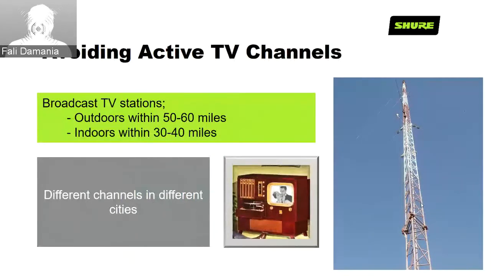One of the main things is to avoid active TV stations. In outdoor arenas, you need to be at least about 50 or 60 miles from a TV station. Something I always like to talk about is in India, if you're very close to airports, or especially the hilly areas that have TV stations up on the hill blasting RF into the city so that everyone can watch TV, you need to be a little careful in locations like that.